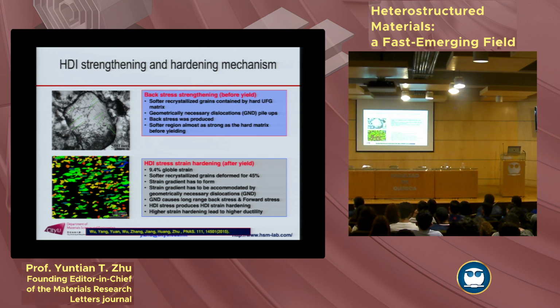Remember what I said earlier: strain gradient, GND piling up, back stress, forward stress, HDI stress, they are all linked. This tells you that it has actual HDI stress work hardening to give you that strain hardening. That's why the strain hardening rate is so high, higher even than coarse-grained titanium. Well, you cannot explain it. That's because of this.